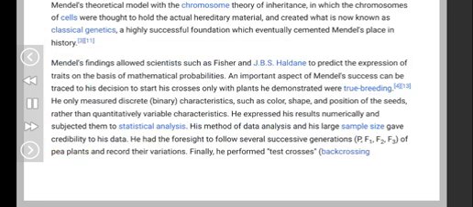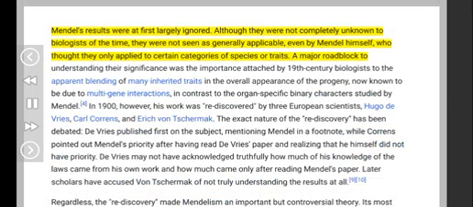Mendel's results were at first largely ignored. Although they were not completely unknown to biologists of the time, they were not seen as generally applicable, even by Mendel himself, who thought they only applied to certain categories of species or traits.